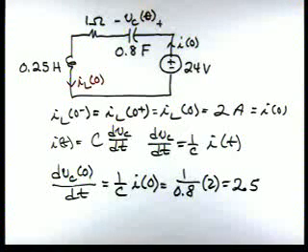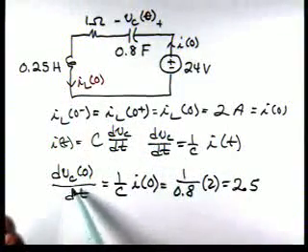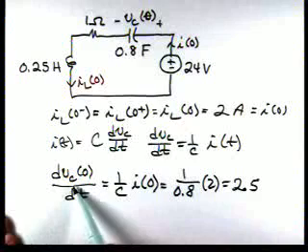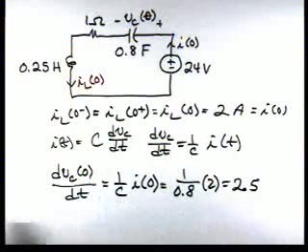Okay, so we drew this circuit. We said, well, we know this is 2. We're really interested in what is the rate of change of the capacitor voltage at t equals 0. And this is how we were able to solve for it.